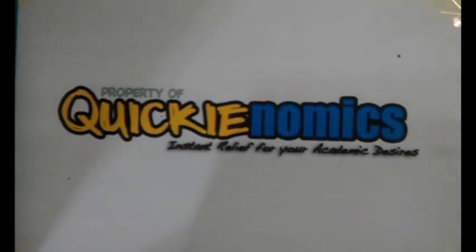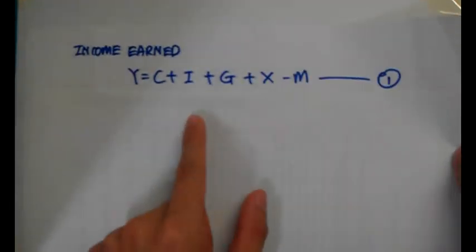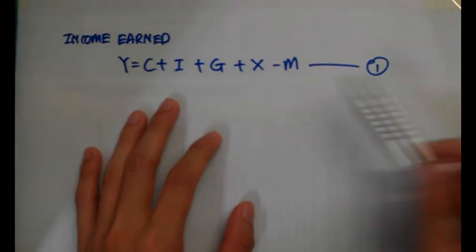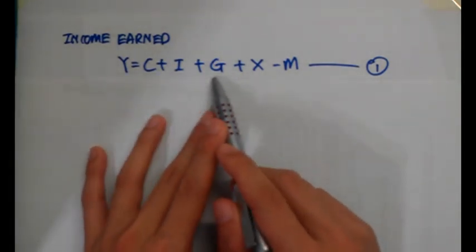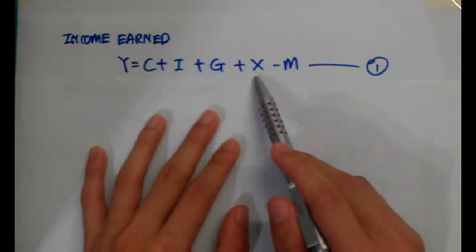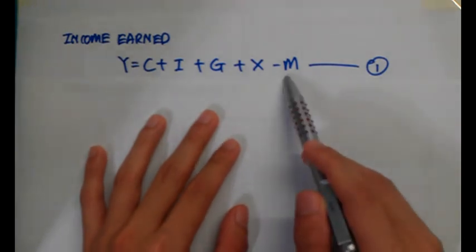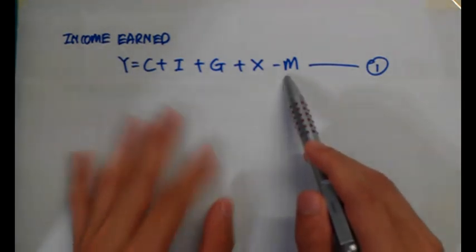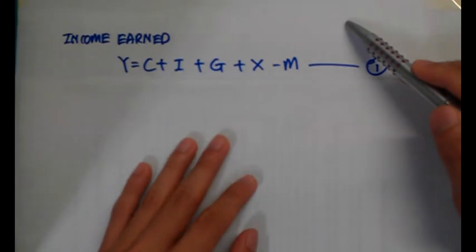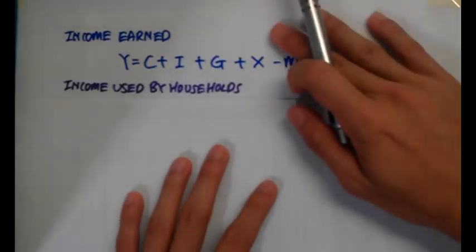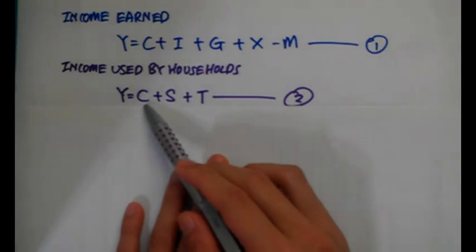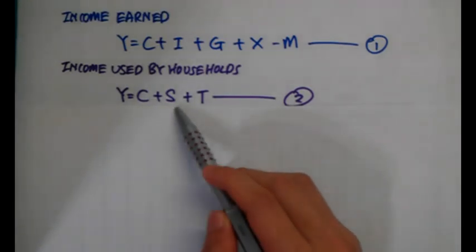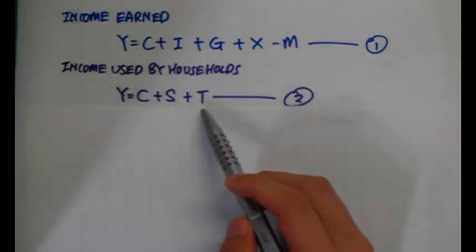So income is earned through this. It is earned through consumption, through investment spending, through government spending, your export revenue, and less your imports expenditure. That is how your income is earned. What can income be used for by households specifically? They can be used for consumption. They can be used for savings, right? And they can be used to pay taxes.